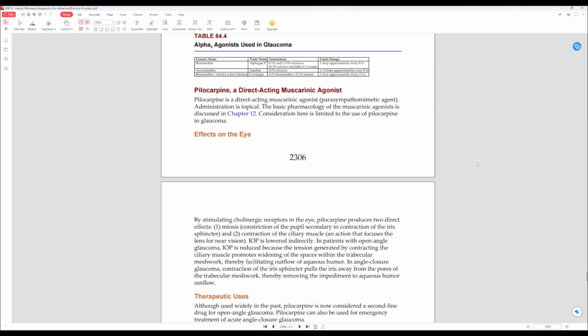Which brings us to our next medication. Pilocarpine, a direct-acting muscarinic agonist. Administration is strictly topical. The basic pharmacology of the muscarinic agonists is discussed in Chapter 12. Consideration here is strictly limited to the use in glaucoma.